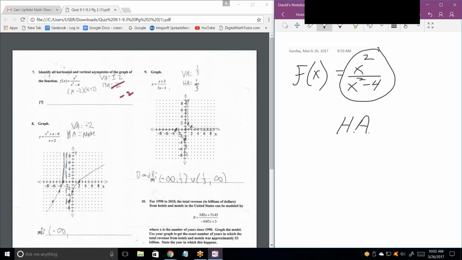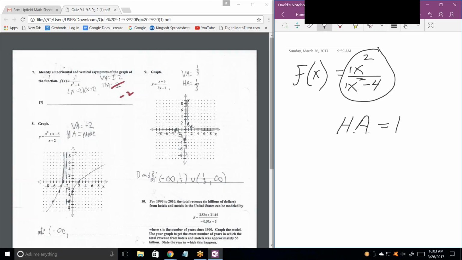Okay, so let's talk about how you find the horizontal asymptote. When the power in the numerator is the same as the power in the denominator, and that's what we have. We have an x squared in the numerator and an x squared in the denominator. This is a hyperbolic function that's going to have vertical asymptotes and horizontal asymptotes. Well, you got the vertical asymptotes correct, plus or minus 2, but you got the horizontal asymptote incorrect. The horizontal asymptote is the ratio of the coefficients, which is 1 over 1. Oh, so the horizontal asymptote is 1.